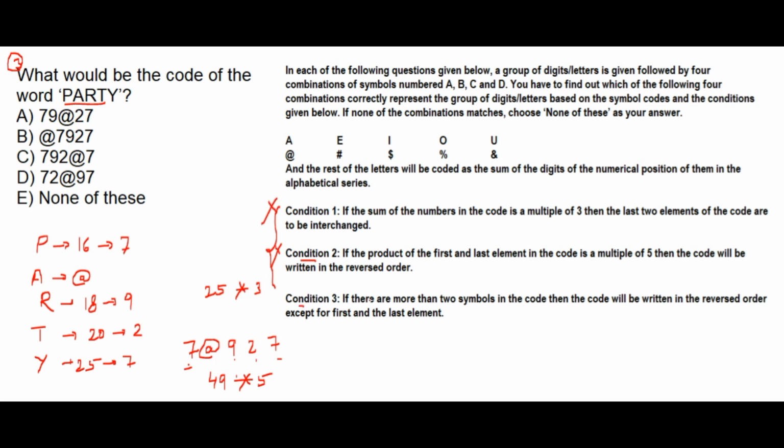Now condition 3 is saying if there are more than 2 symbols. Now check here. Can you see more than 2 symbols? No, there is only one symbol. So condition 3 is not going to be used here. Okay, so this will be our final answer. Now check in which option we are getting this answer. So 7, at the rate. So the answer will be none of these. Okay, so all the 4 options are wrong. So the fifth option is none of these. Fine.